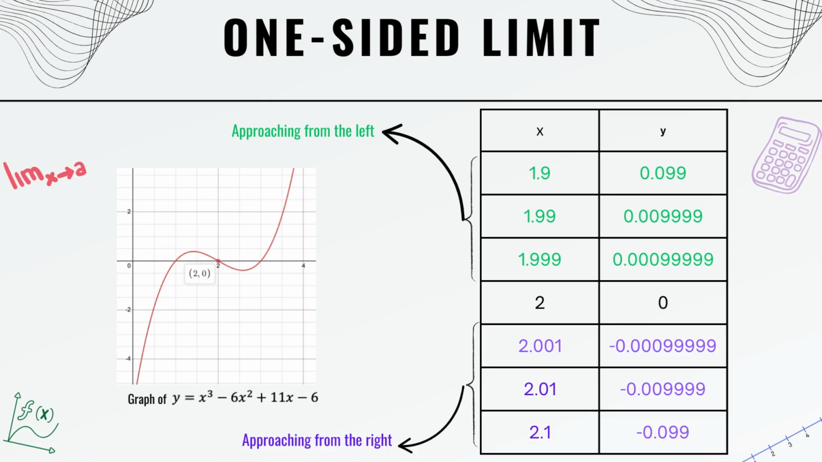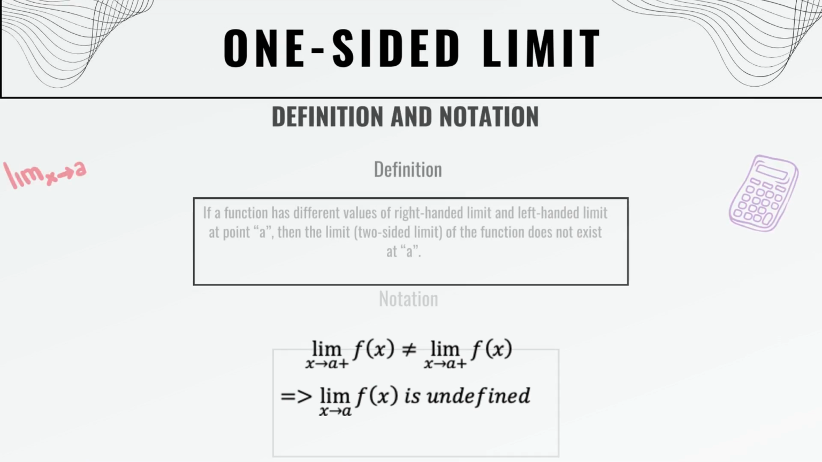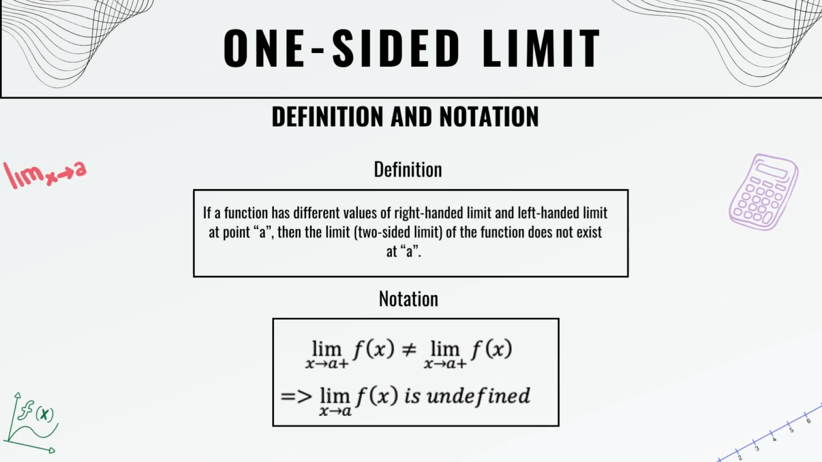But can right-handed and left-handed limits be not equal to each other? Certainly. You are going to encounter those situations quite a lot. If a function has different values of right-handed limit and left-handed limit at point a, then the limit, aka two-sided limit, of the function does not exist at a.